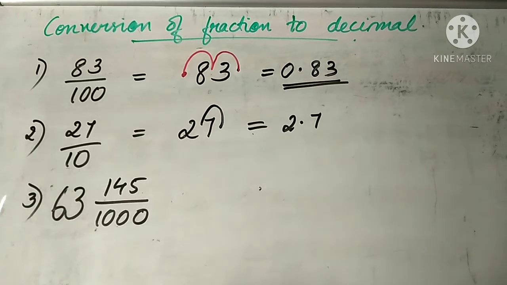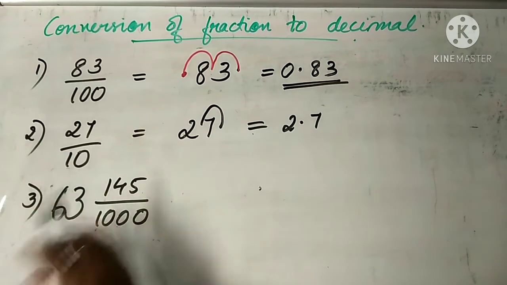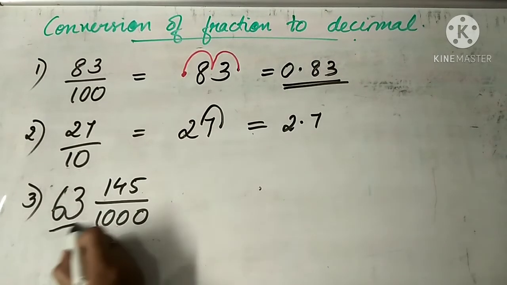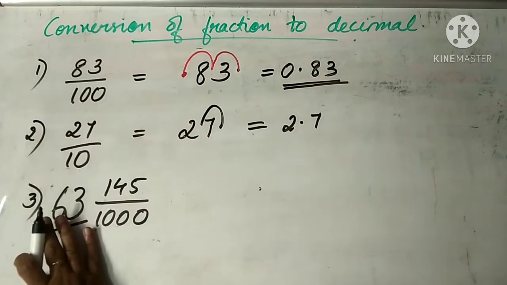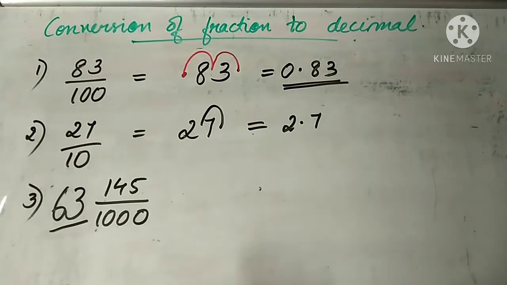Third question is 63,145 by 1000. We already learned fractions. In the chapter of fraction, we learned this is a mixed fraction. And this 63 represents the whole number. So let it be like that. Okay, this is the whole number part, so it comes before the decimal point.